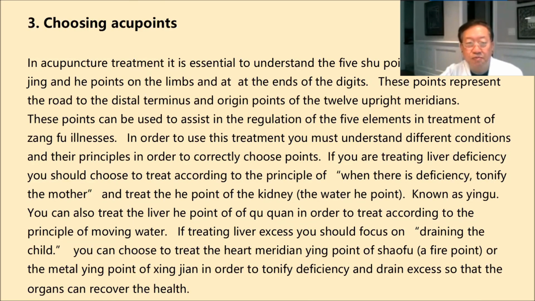Choosing acupoints. In acupuncture treatment, it's essential to understand the five shu points of jing, ying, shu, jing, and he points on the limbs and at the ends of the digits. These points represent the road to the distal terminus of the origin and origin points of the 12 upright meridians. These points can be used to assist in the regulation of the five elements in treatment of zang-fu illnesses. In order to use this treatment, you must understand different conditions and their principles in order to correctly choose points.